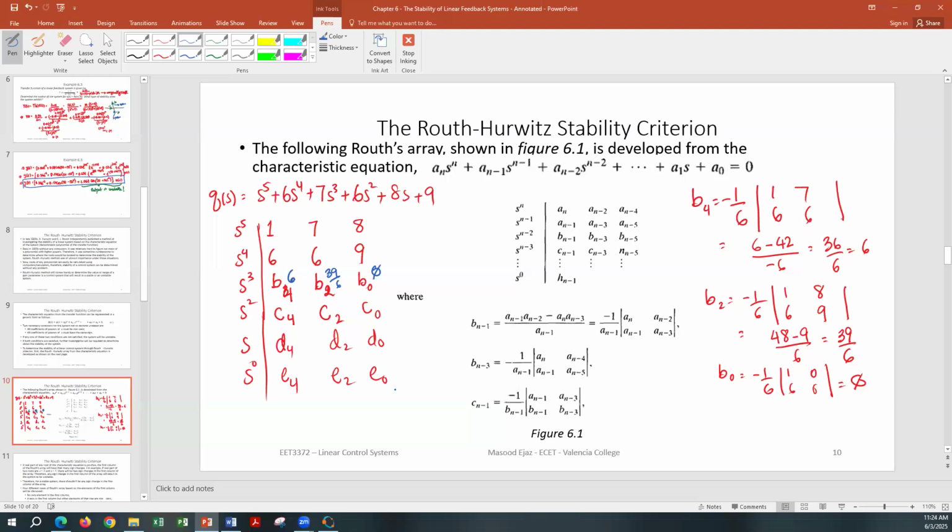Any questions? Yes. So B2 is this, 5 minus 3, right? So negative 1 over an minus 1. An minus 1 is 6. So negative 1 over 6, and the determinant of an minus 1, which is 1 and 6, an and an minus 1, and an minus 4, an minus 5. An minus 4 is 8, and an minus 5 is 9.